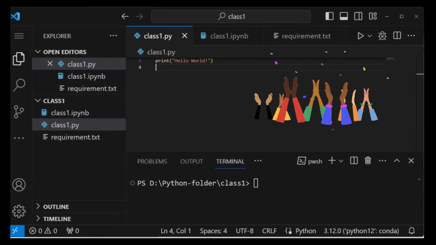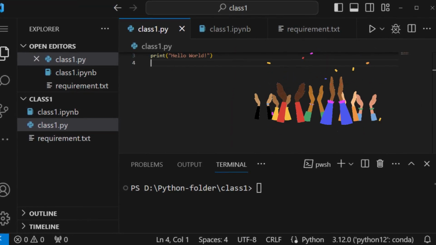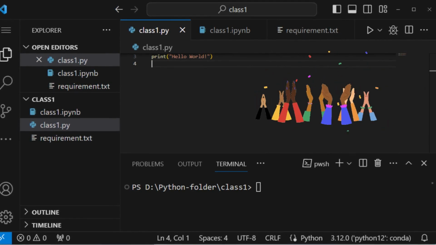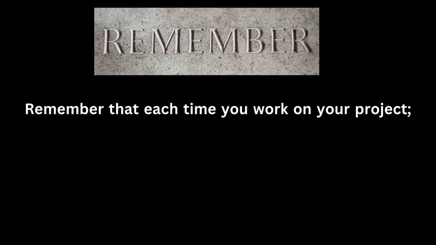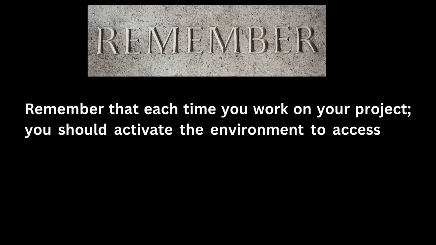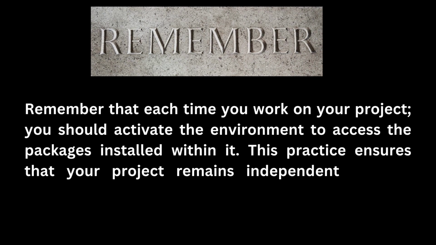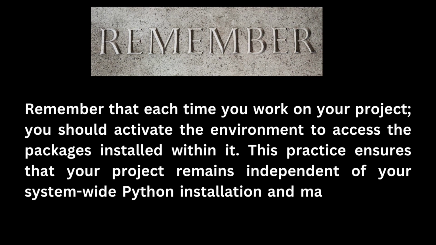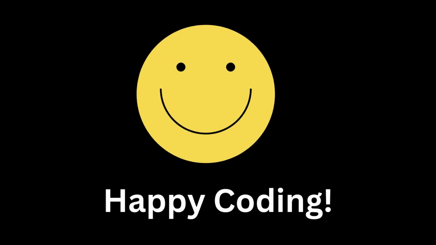Congratulations! You've successfully set up a virtual environment, activated it, and installed the required packages for your Python project. You are now ready to start coding and developing your Python applications in an isolated and organized environment. Remember that each time you work on your project, you should activate the environment to access the packages installed within it. This practice ensures that your project remains independent of your system-wide Python installation and makes it easier to manage dependencies. Happy coding!